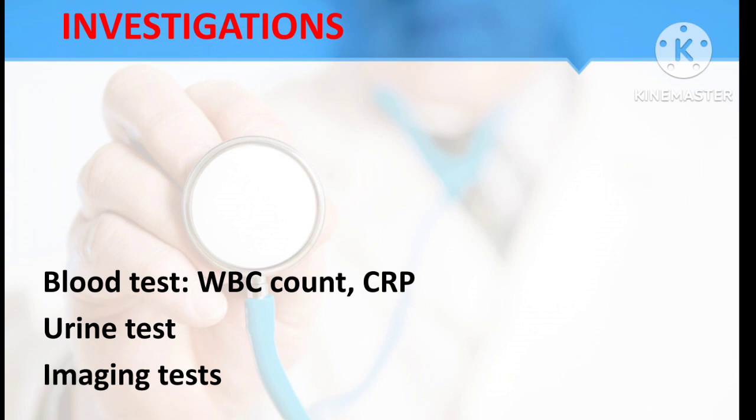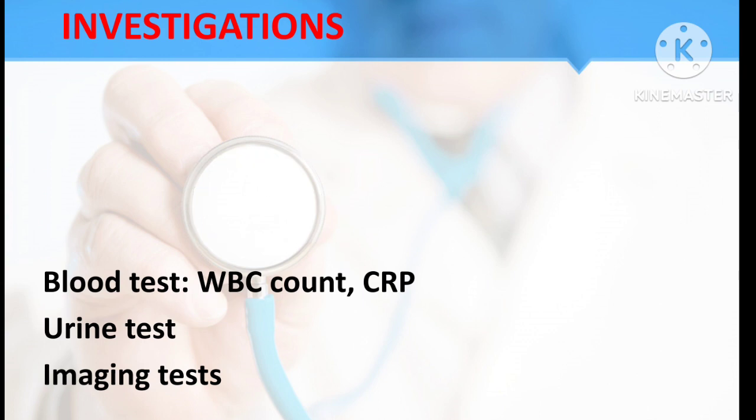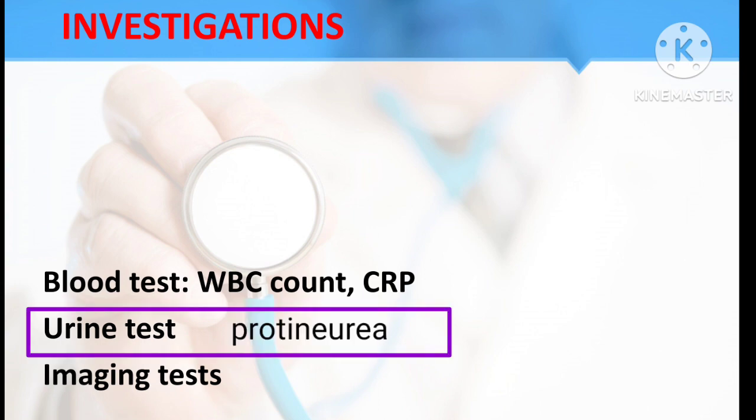80 to 85% of adults with appendicitis have a white blood cell count greater than 10,500 cells per microliter. There is also neutrophilia, greater than 75%, occurring in 78% of patients. CRP levels are greater than 1 mg per deciliter. Urine tests may show proteinuria.